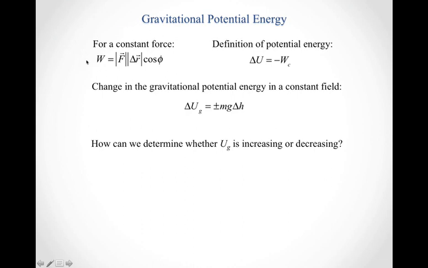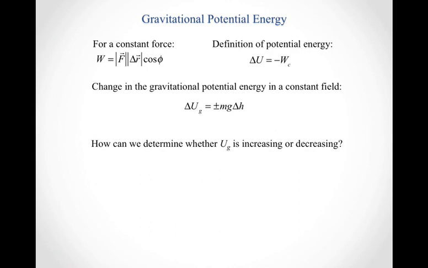We took our definition for the work done by a constant force, where it's the magnitude of the force times the magnitude of the displacement times the cosine of some angle between those two vectors, and our definition for the potential energy that told us that the change in the potential energy was equal to negative the work done by some conservative force, and we built those together to get an equation that told us how the gravitational potential energy changes in a constant gravitational field. So it's going to be plus or minus the mass of your object times the strength of the gravitational field times delta H, the distance that your object moves up or down.